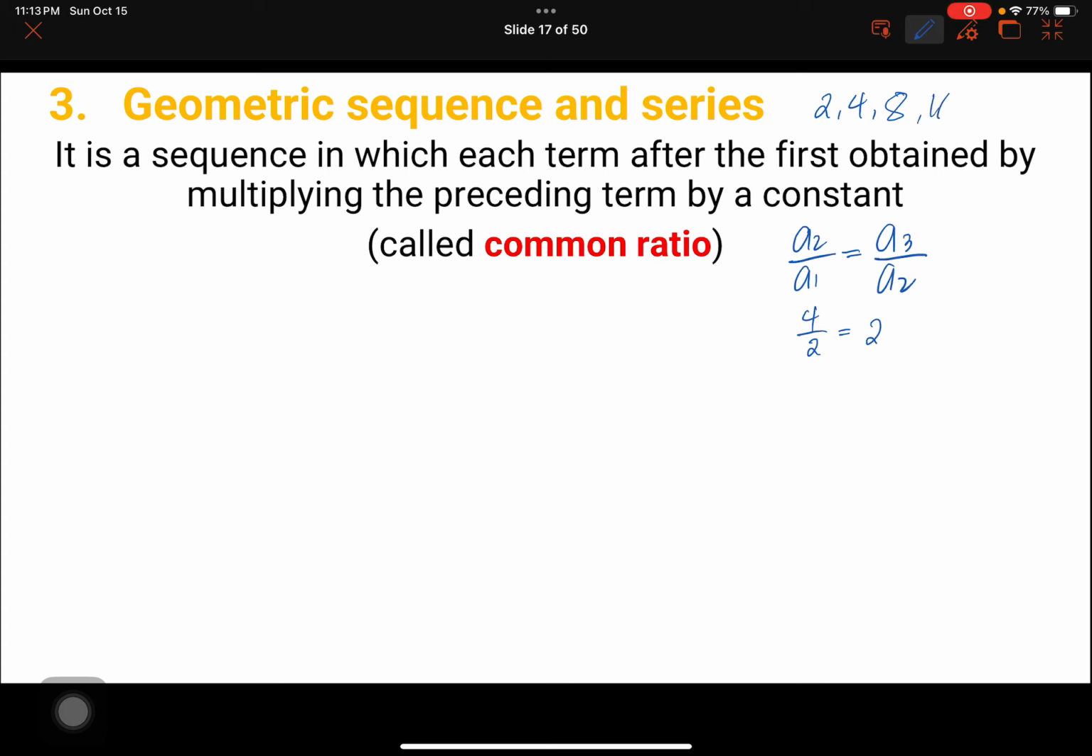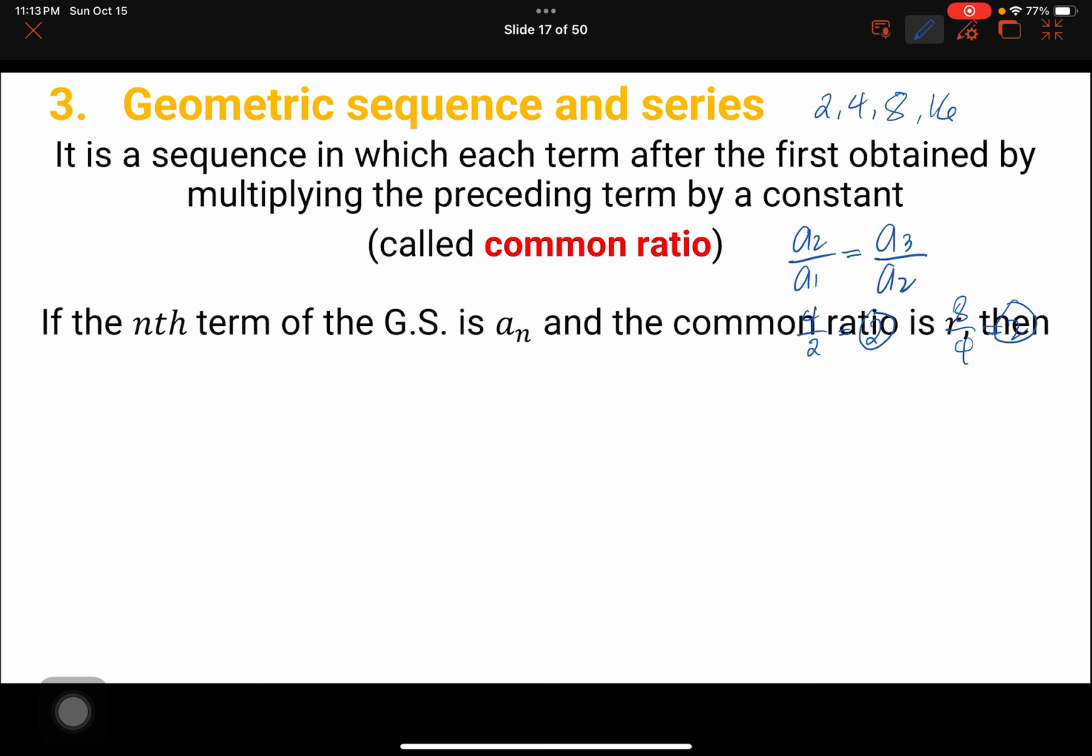2, 4, 8, 16. Ayan. Then a sub 3, so 8 divided by 4 is still 2. So ayan po yung common ratio na tinatawag natin. And to find the nth term naman natin para dito, we have a sub n is equal to a sub 1 times r raised to n minus 1. So we are just reviewing the formula. Pero in our topic, in our recorded video today, we will just identify kung anong type siya ng sequence.